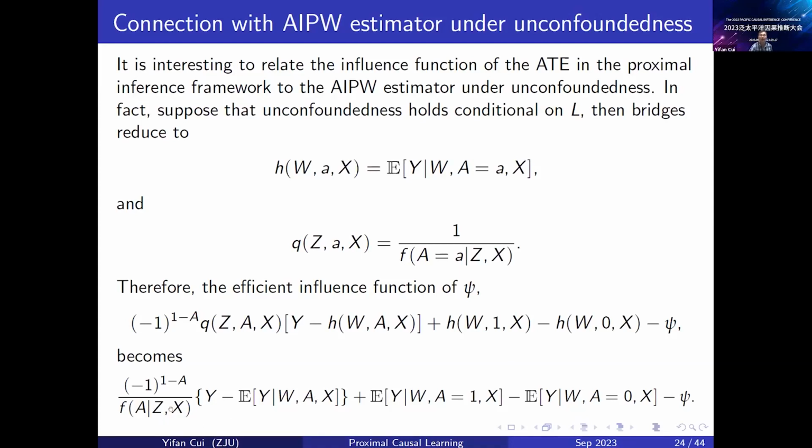And notice that given Z and X, A is independent of W. Given W, A, and X, Y is independent of Z. We are free to add the W in the propensity score and Z in the outcome regression. We can write Z, W, X together as L. Then the last line becomes exactly the same as the efficient influence function under the unconfoundedness.